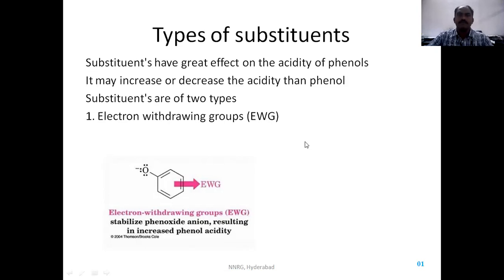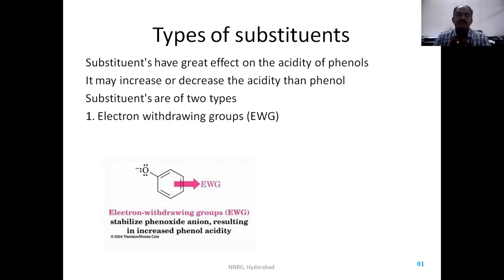We know that the higher the pK value, the lower the acidity, and the lower the pK value, the higher the acidity. So phenols are more acidic than alcohols, which have a pK value of 16 to 18, whereas phenols are less acidic than carboxylic acids, which have a pK value of 5. But what is the effect of substituents on phenols? Whether the acidity of phenols increases or decreases.